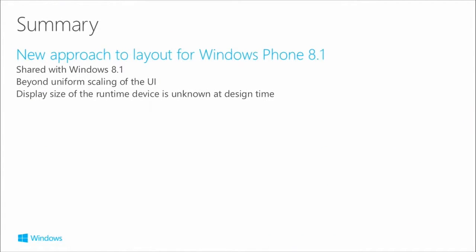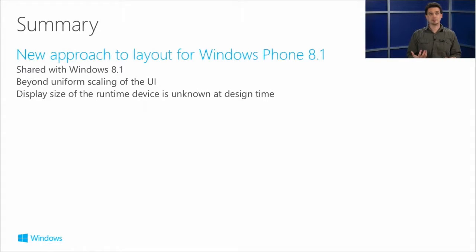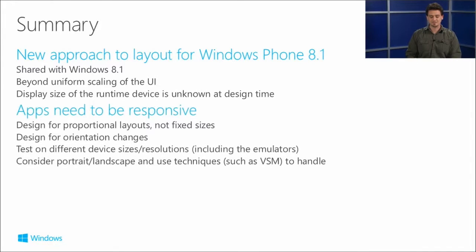So to summarize, all of this information about adaptive UI really is a great deal of information, but it's important because we're now looking at an adaptive UI system that is shared between Windows and Windows Phone. This is beyond just uniform scaling of the UI. It's all about building a UI that just works for the device that we're on, for the orientation that we're in. We need to make sure that our display size of the runtime device, even though the display size is unknown at design time, allows our apps to be responsive like they need to be.